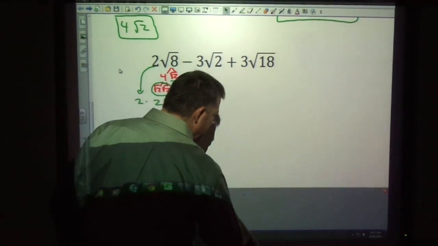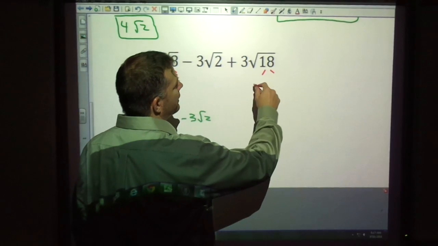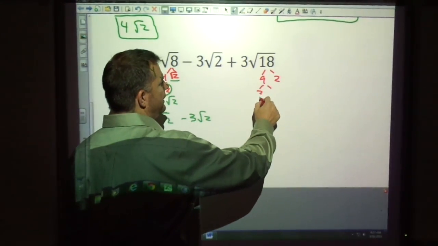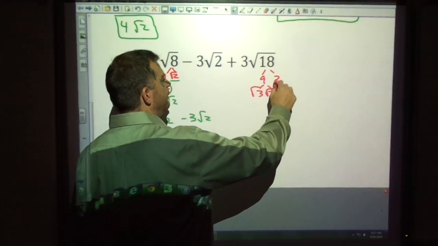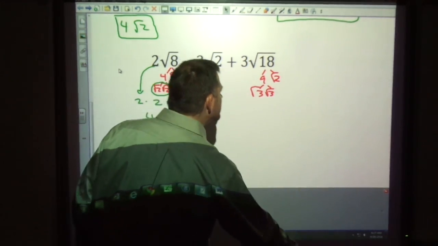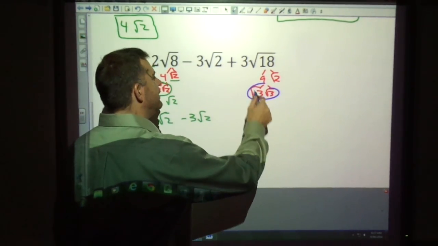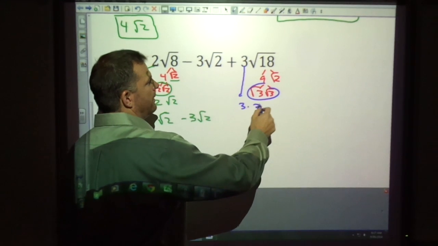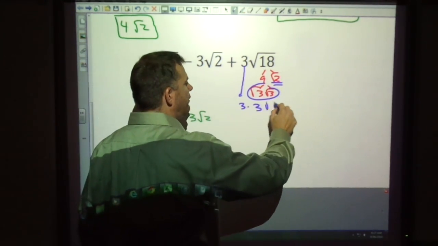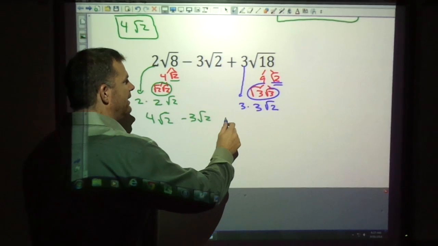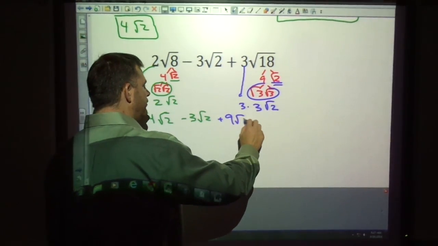And now what about root 18? We got 9 and 2, 3 and 2, 3 and 3. Root, root, root. Do we have a pair of squares? Aha, here's a 3. And we've got another plain 3 from up here. And we've got 1 radical 2 left over. So this makes 9 radical 2.